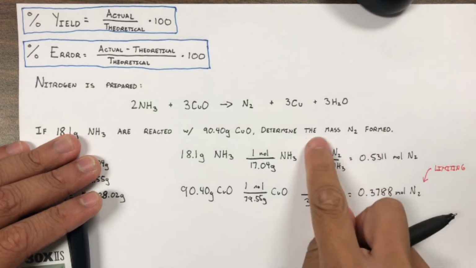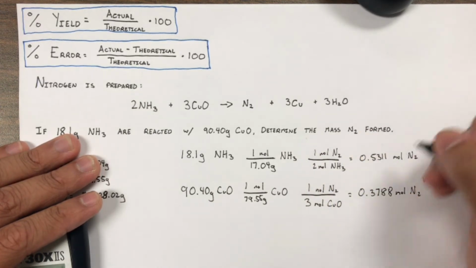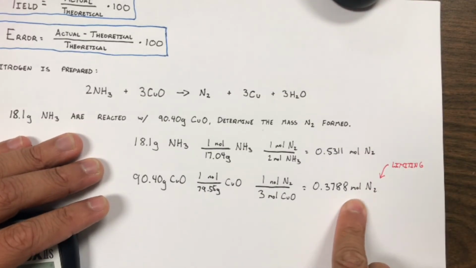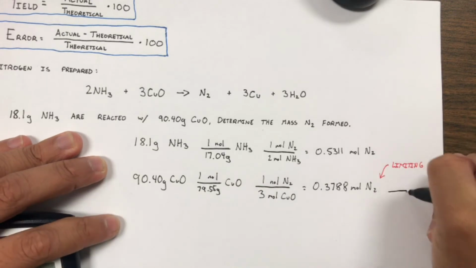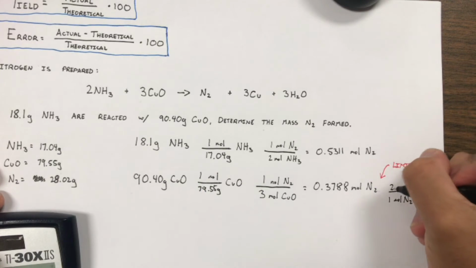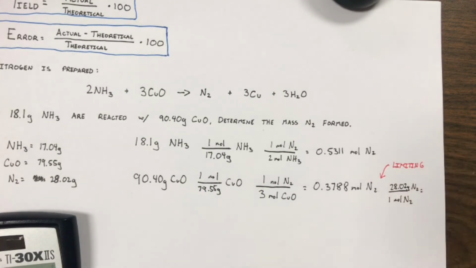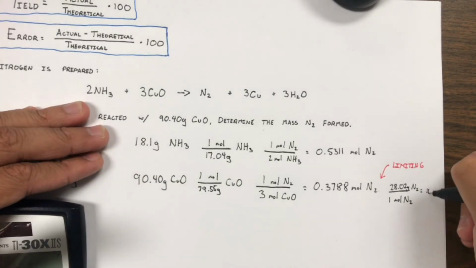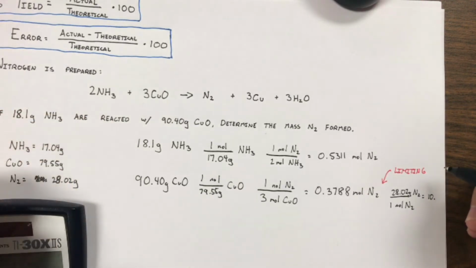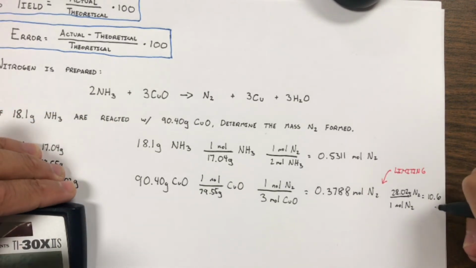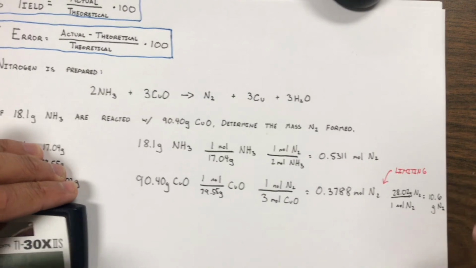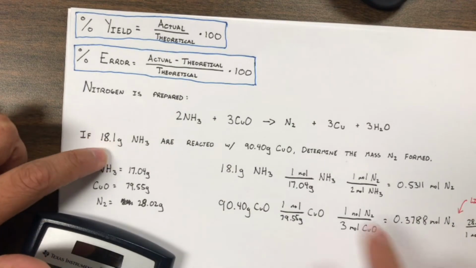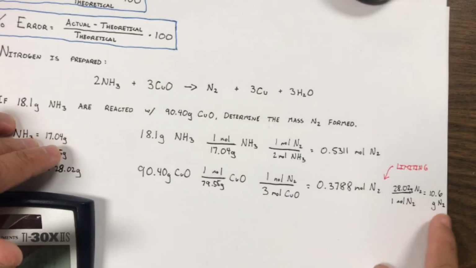Now, according to this problem, I want to find the mass of nitrogen formed. So I just need to convert these moles to grams. So for every 1 mole of N2, there are 28.02 grams of N2. So times 28.02, I get 10.6 grams of N2. I've got 3 sig figs, 4 sig figs, so 3 sig figs is good there.